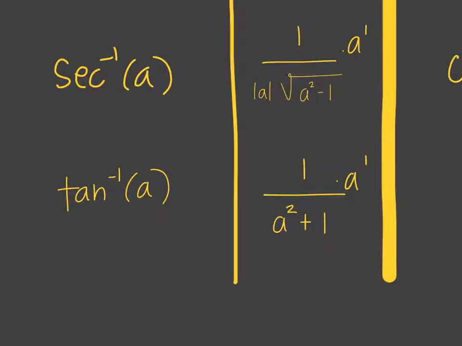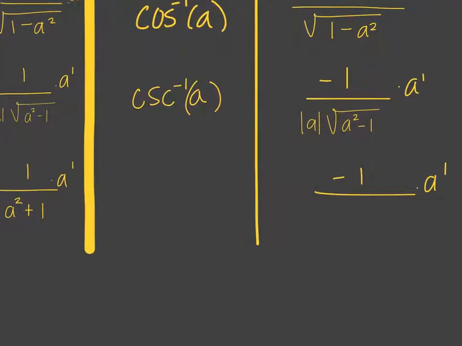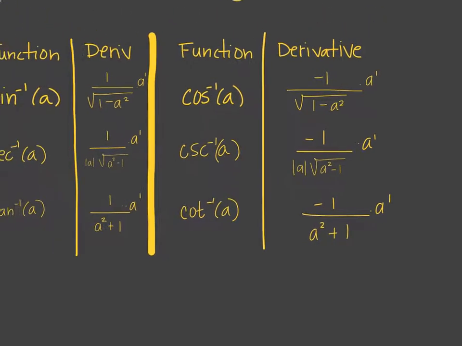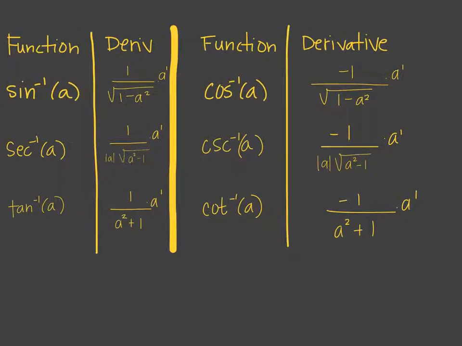the square root. And so then cotangent would be negative a squared plus 1, and then the chain rule. All right, so those are the 6 derivatives.